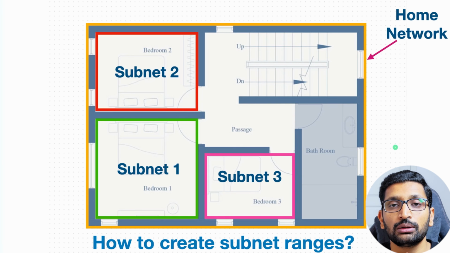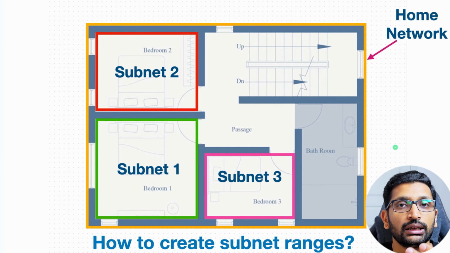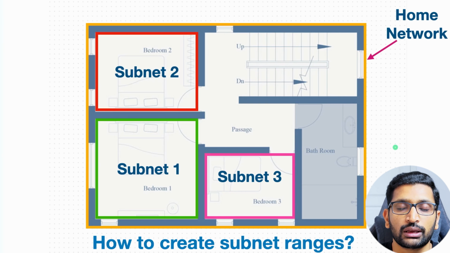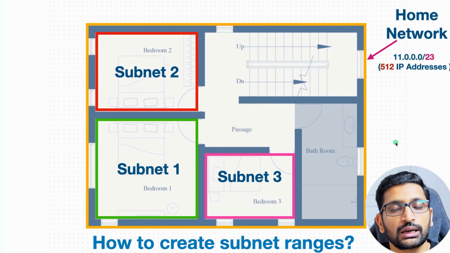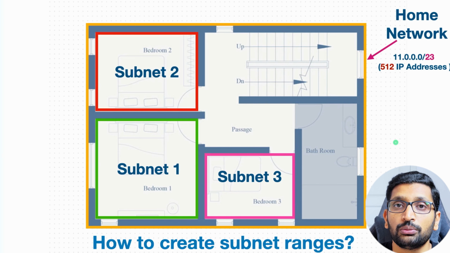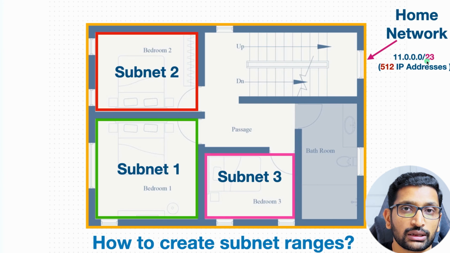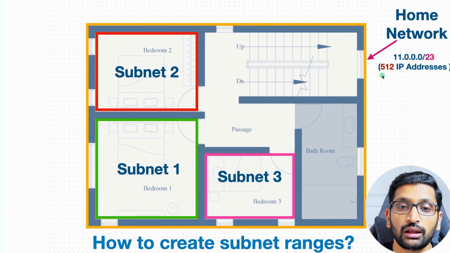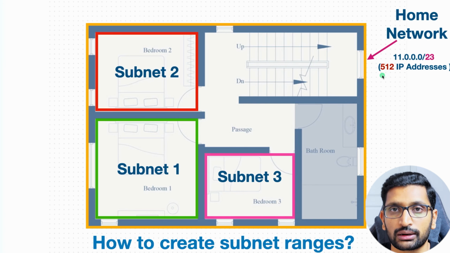Now the question comes: how will you create or assign the IP addresses to these? One is our large network, which is our home network, and the 3 smaller subnets. So here is the thing. First of all, we need to assign the CIDR range for my home network. Here you can see this is my home network and I'm assigning a CIDR range with /23, and that will give me around 512 IP addresses. So this is my large network in which I can have 512 IP addresses.